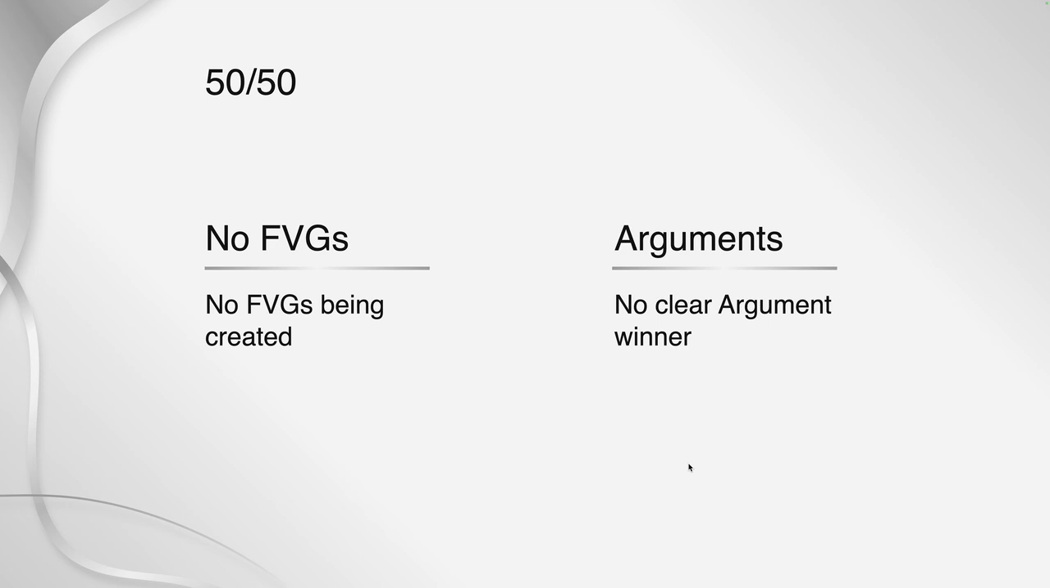Arguments can also be 80-20. And what I mean by that is still low probability conditions, right? What we mentioned in the beginning as well. That's still not high probability conditions. So the arguments and the fair value gaps should always be 100-1. It should always be very clear that one side of the market is winning right there.